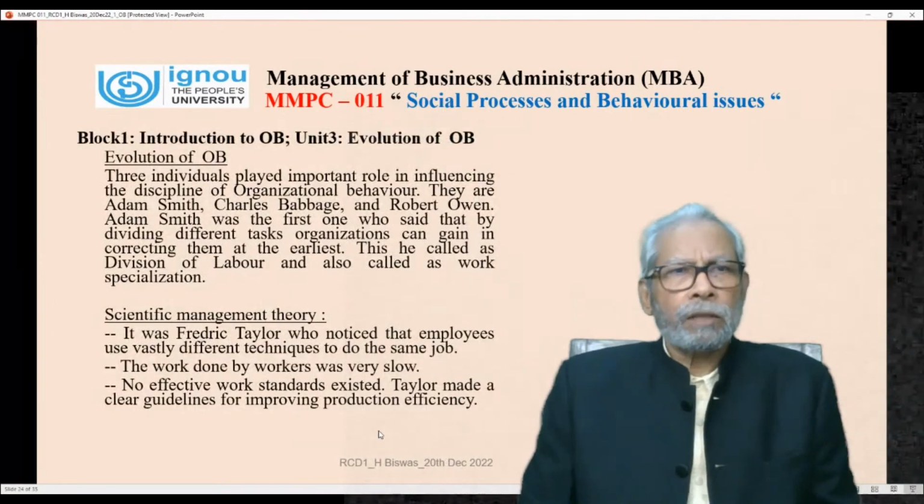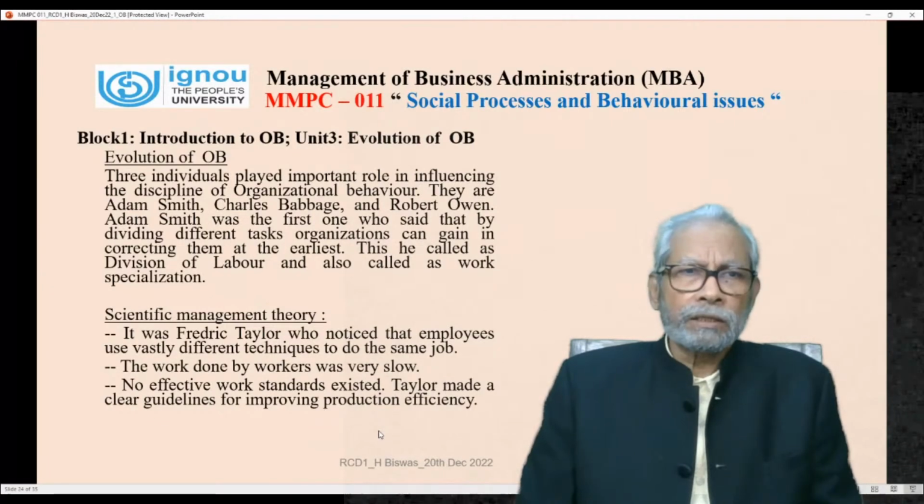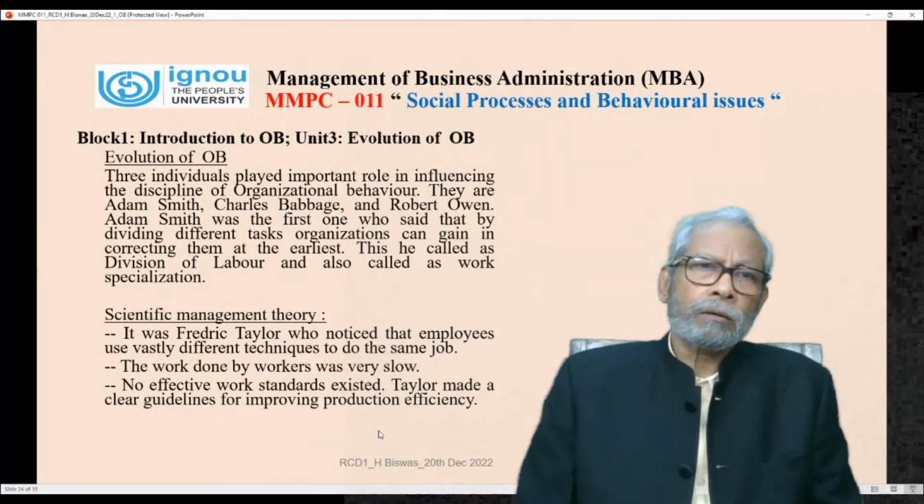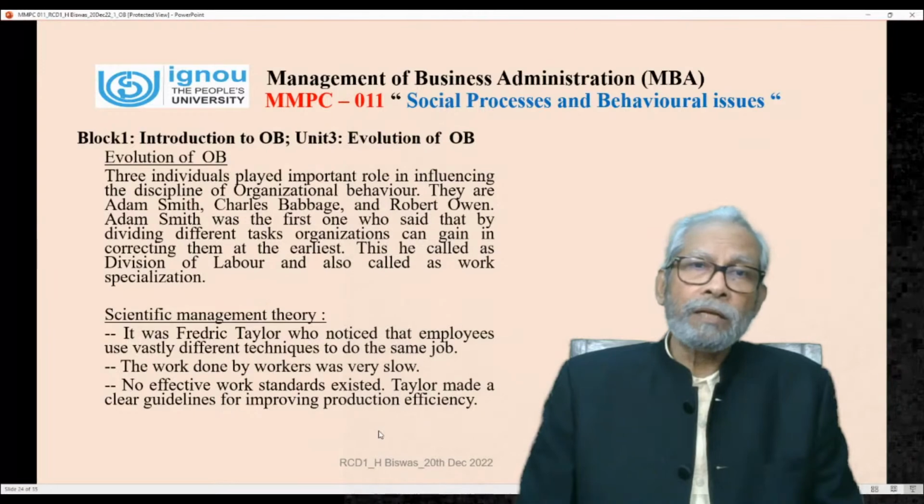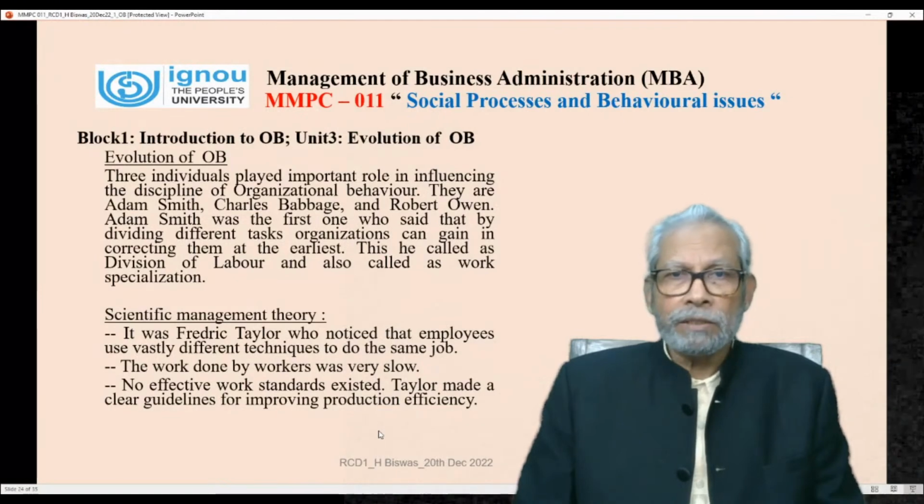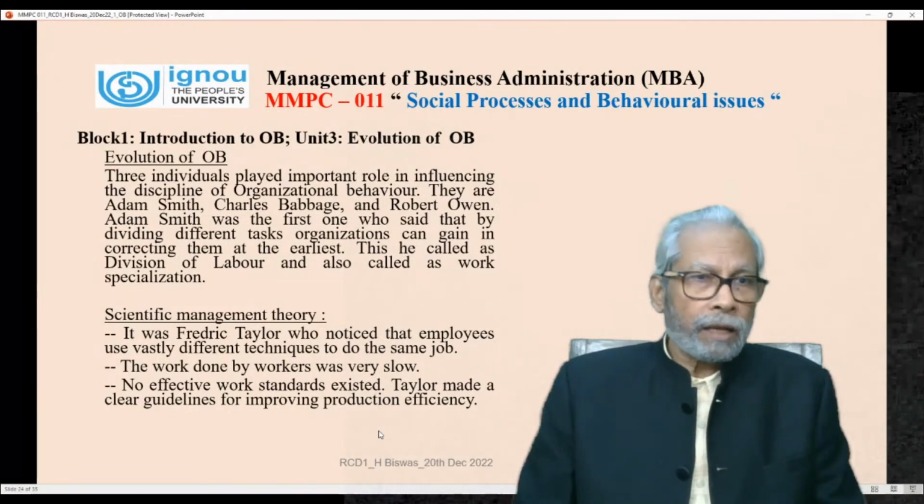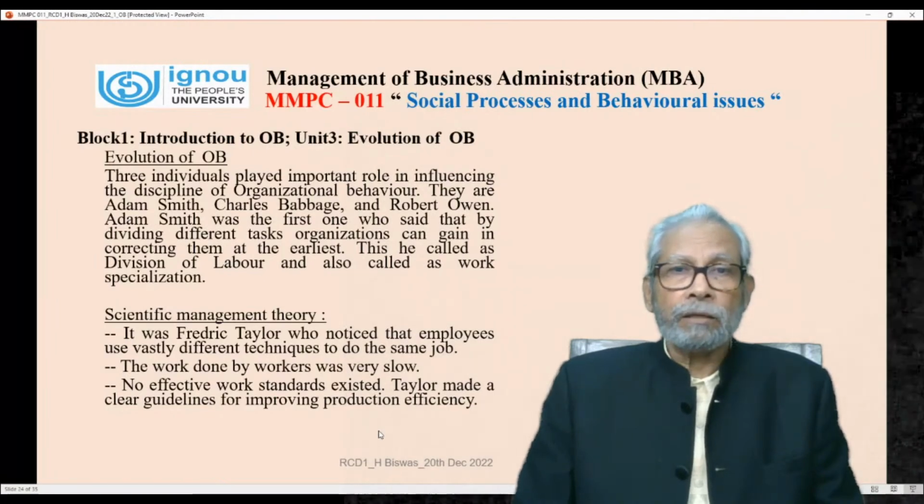Here you see the evolution of organizational behavior. A lot of theories are there. A lot of people have explained it in their own way, and time to time it has been implemented. Three individuals played an important role in influencing the discipline of organizational behavior. They derived these things. They are Adam Smith, Charles Babbage, and Robert Owen.